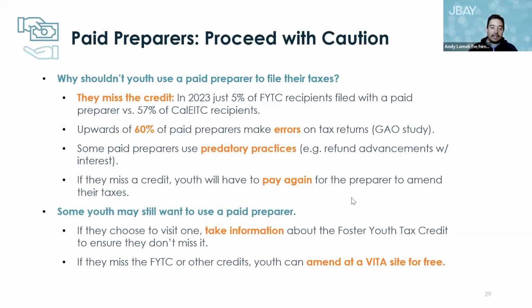And lastly, if the youth does use a paid preparer and the paid preparer misses the foster youth tax credit, maybe they miss other credits that the youth would have otherwise qualified for and should have qualified for, the youth can then take that filed return and go to a VITA site for free and file an amendment.